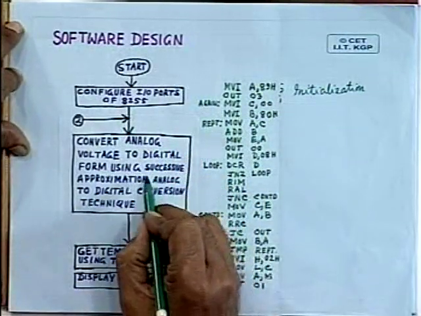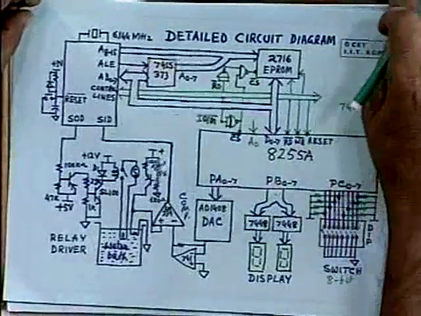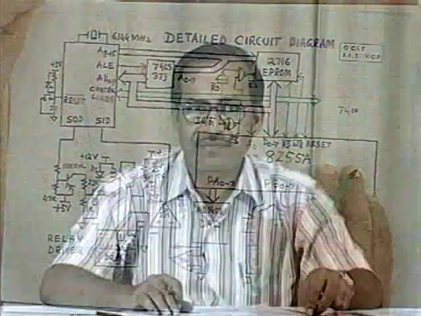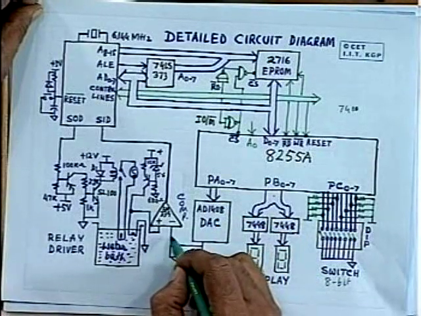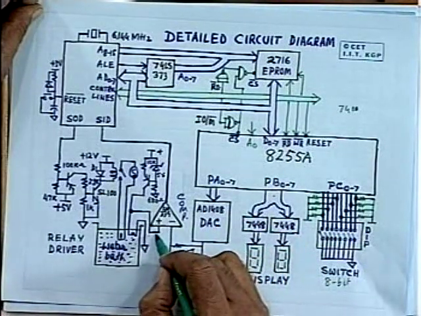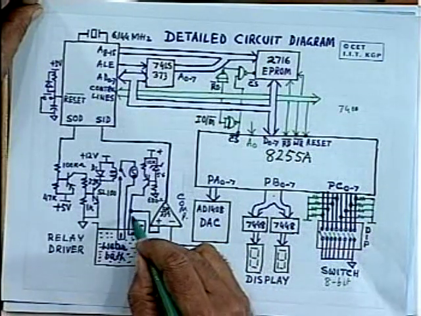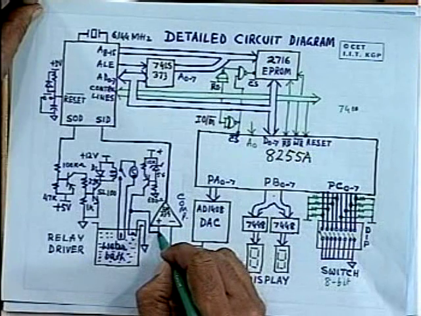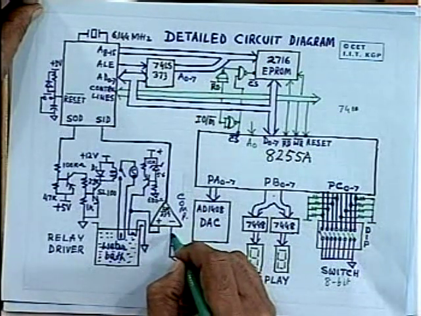Here we have used the successive approximation algorithm, which is essentially based on binary search. First, the most significant bit of this port is made high, and a corresponding analog voltage is generated here. This is compared with the analog voltage generated at the output of this thermistor. If this voltage is less and this is more, then output is 0.